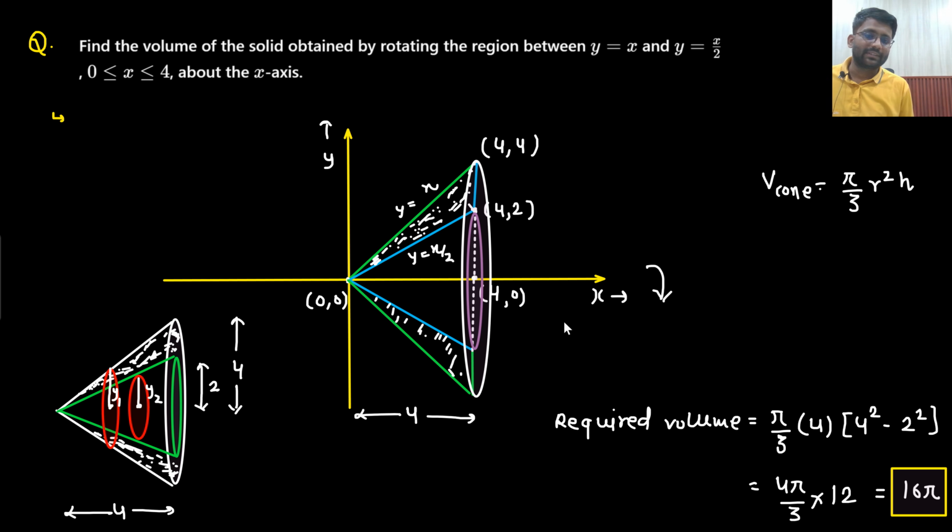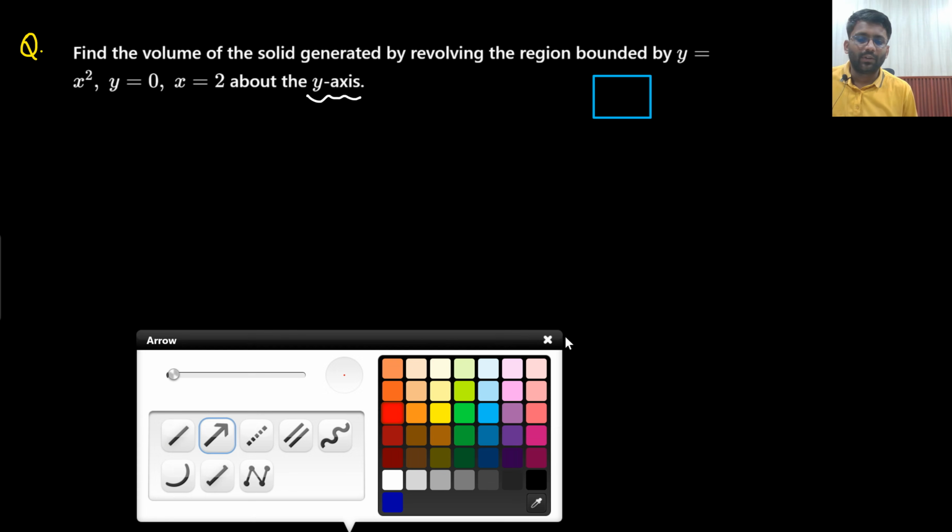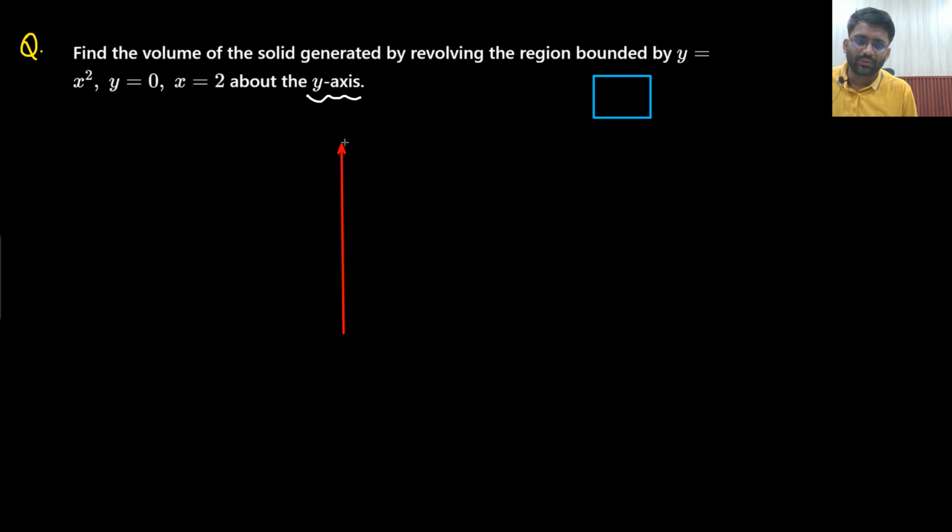Here we got a cone. It was standard. Using the standard formula and the standard volume, we got the answer. Here we will not get any standard shape. The shape we will be getting will not be standard. So let's try solving this question.